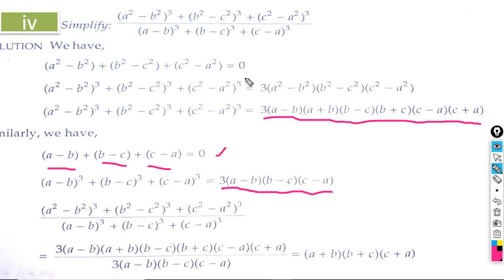By substituting the values in the given question, a few terms will be cancelled out: a minus b, b minus c, and c minus a cancel. Overall your answer is 3 times (a plus b), (b plus c), and (c plus a).